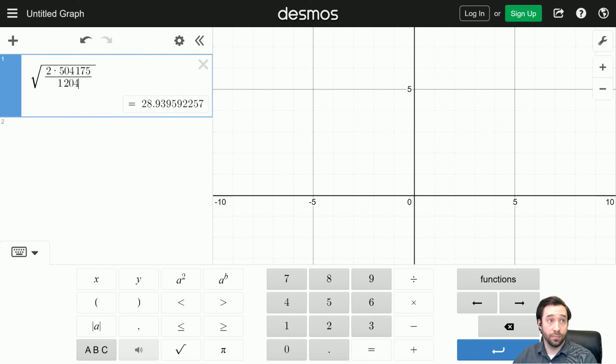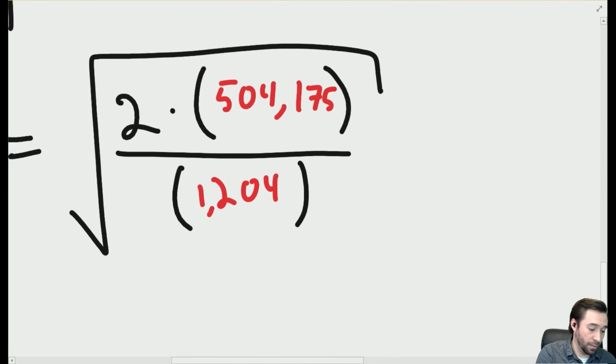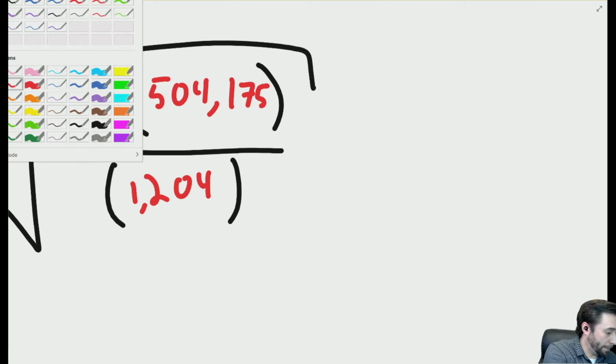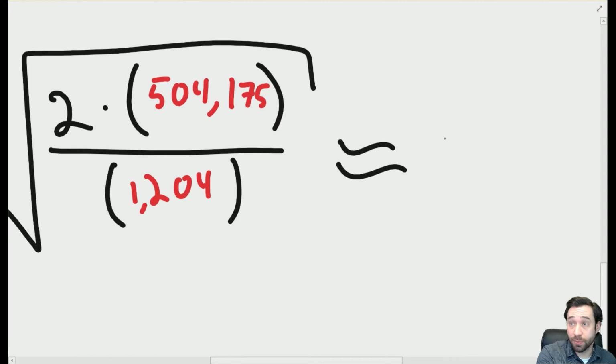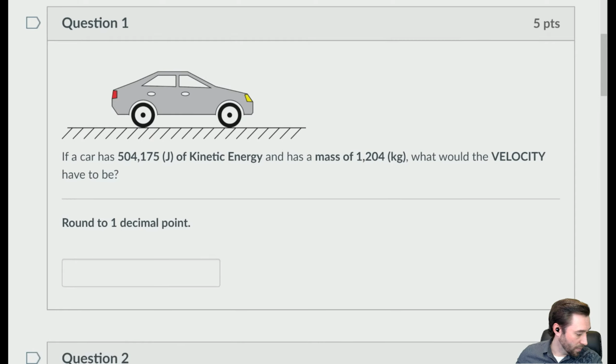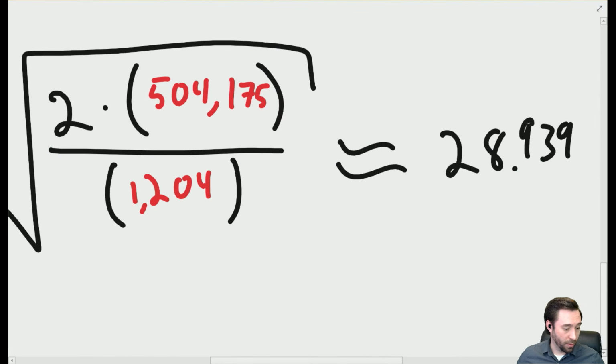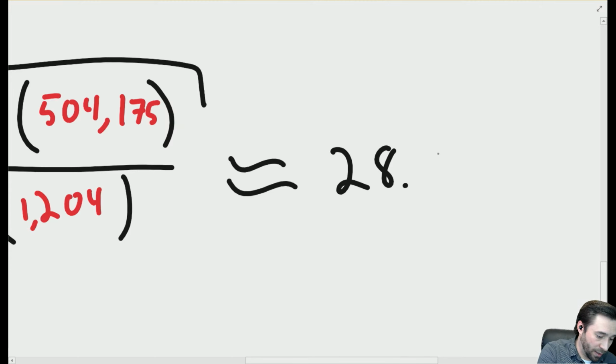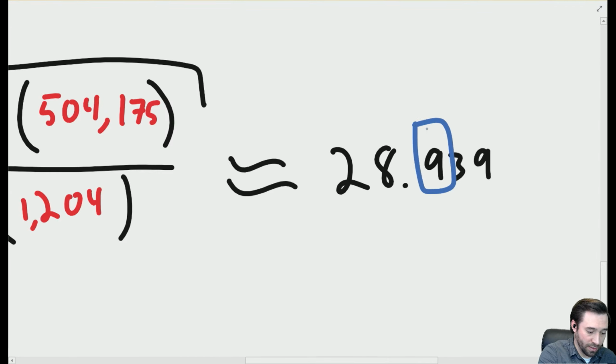Cool. So I get approximately 28.939, and the question says round to 1 decimal point. Okay, so since this is 939, if I'm rounding to 1 decimal point, that's going to be this guy. This is the guy that I'm rounding.